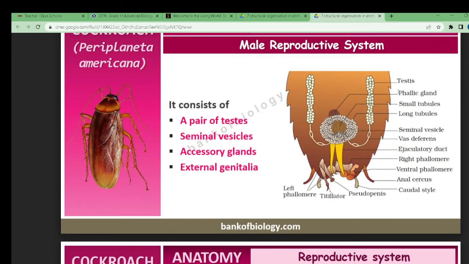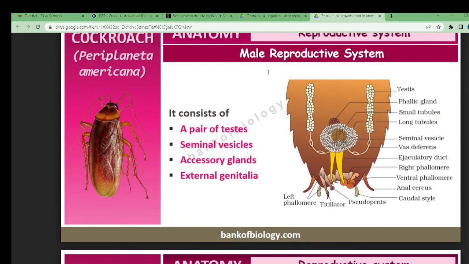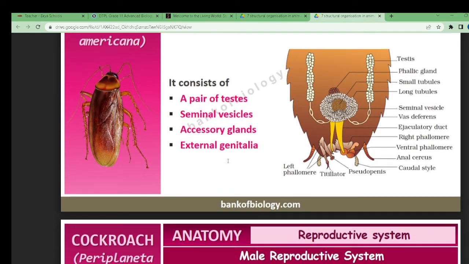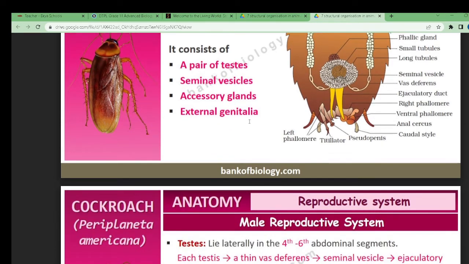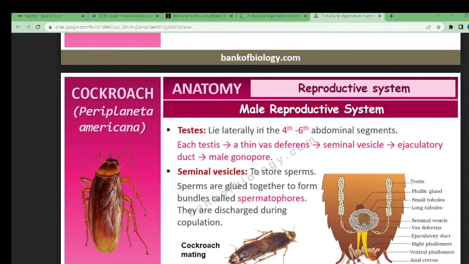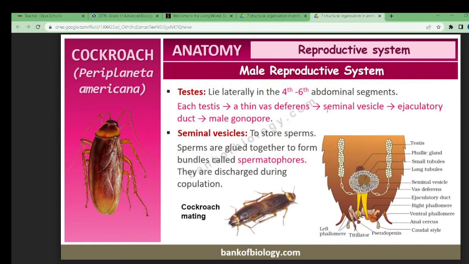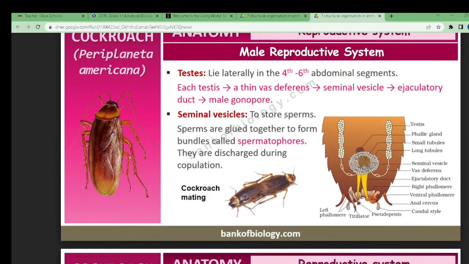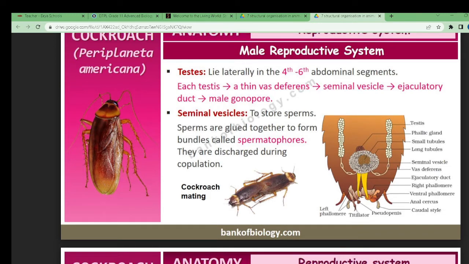Now, the reproductive system. As you can see, in the male reproductive system a pair of testes are present, seminal vesicles are present, accessory glands are present, and external genitalia are present. The testes lie in the 4th to 6th abdominal segments. The thin vas deferens contains the seminal vesicle, ejaculatory duct and male gonopore. You can see here the seminal vesicle, ejaculatory duct, and vas deferens.